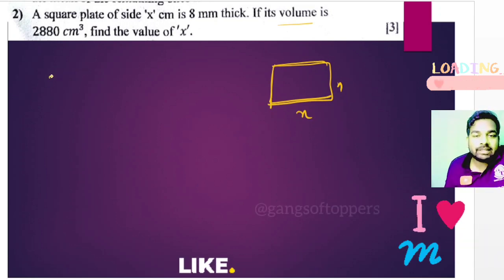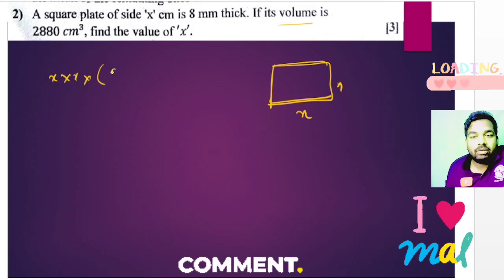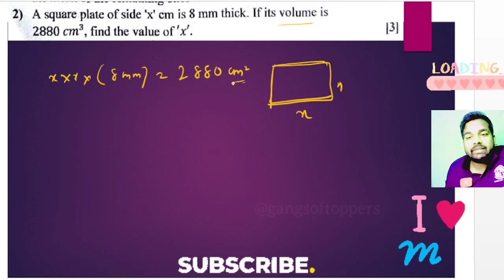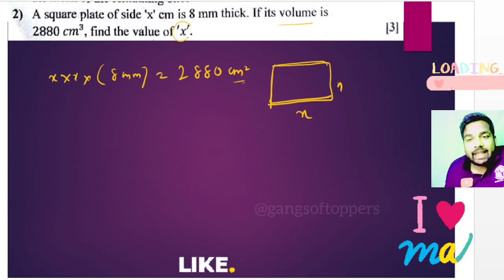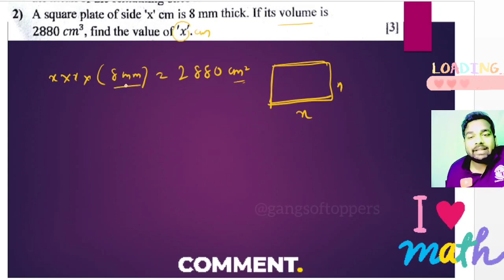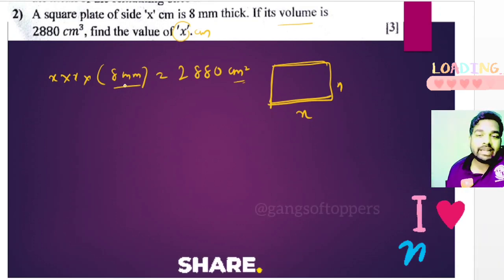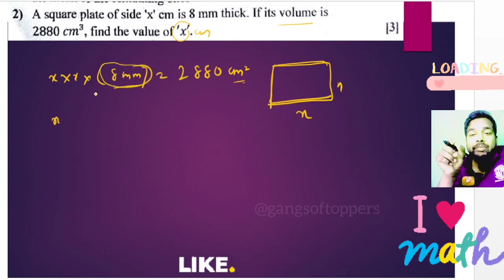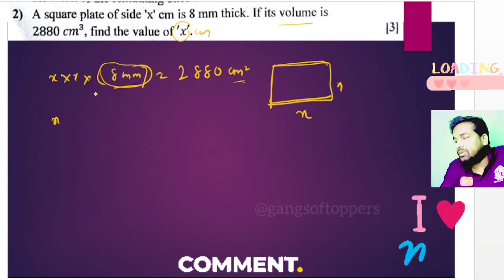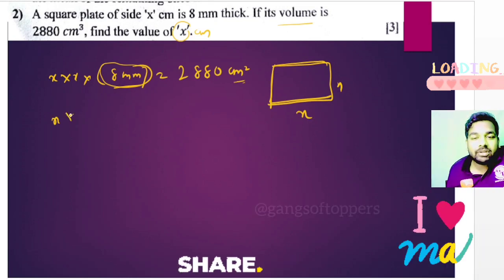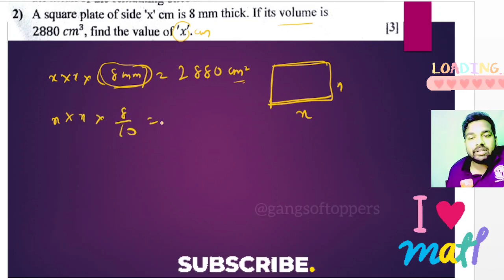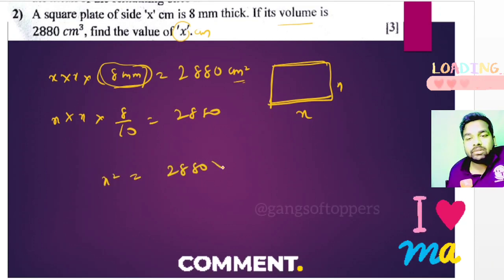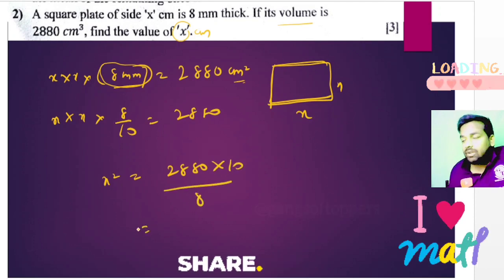You can find the volume of the square plate as length into breadth into thickness, that is 8 mm, which is equal to 2880 cubic centimeters. Since the value we took as x is in centimeters, and the thickness is given in 8 mm, everybody knows that to convert mm into centimeter you just divide by 10. So x square is equal to 2880 into 10 divided by 8.